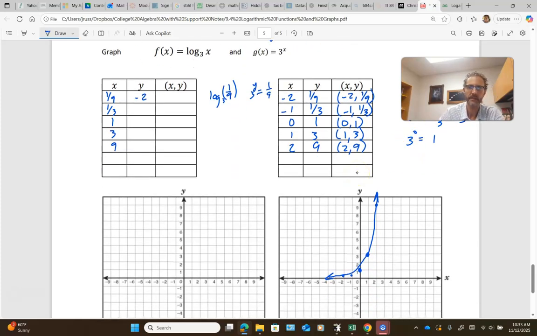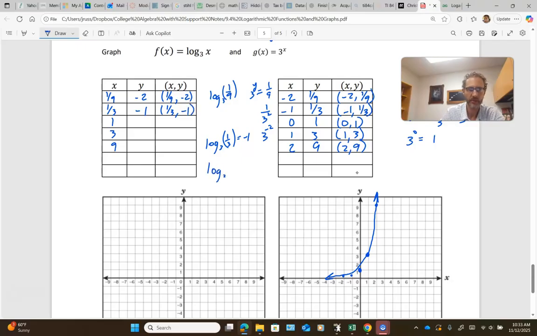Now you could do it by hand and say, well, 9 is the same as 3 squared, so this would be 1 over 3 squared. And then 1 over 3 squared is the same as 3 to the -2, if you work it out fully. And then similarly with 1/3, log base 3 of a third would be equal to -1. Okay, so again, you'll notice the x and y are just trading positions, aren't they?